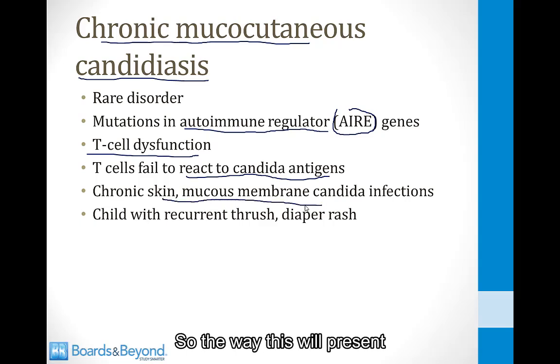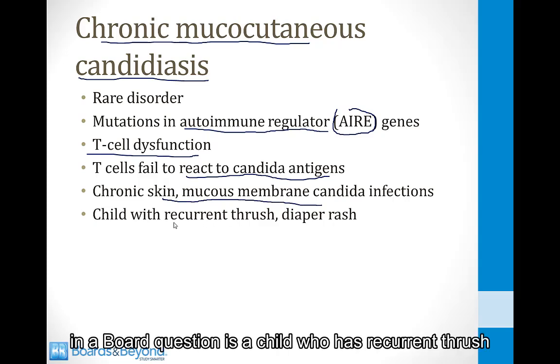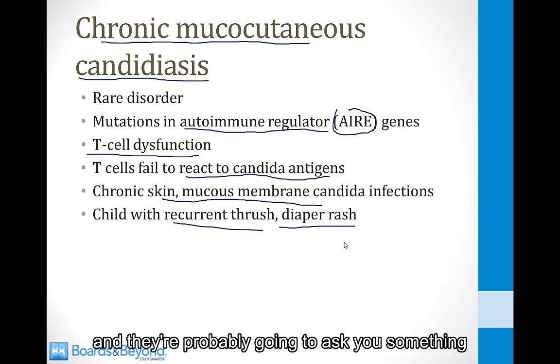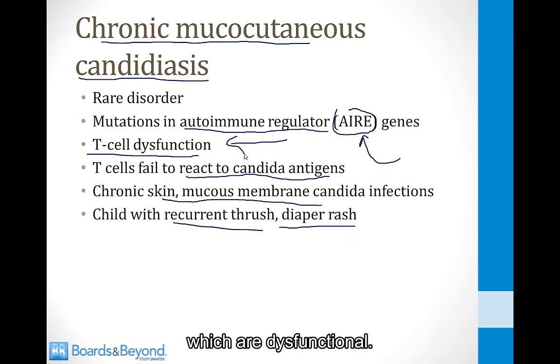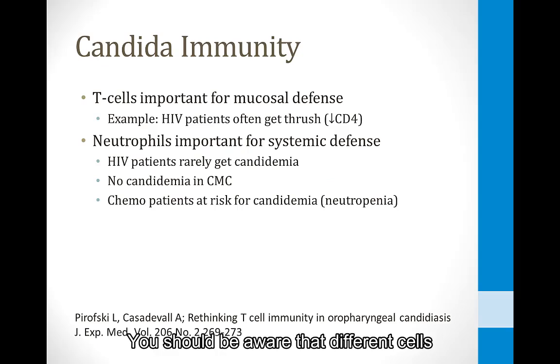So the way this will present in a board question is a child who has recurrent thrush and diaper rash, and they're probably going to ask you something about either the AIRE genes or the T cells, which are dysfunctional. You should be aware that different cells of the immune system play different roles in defending us against candida infections.